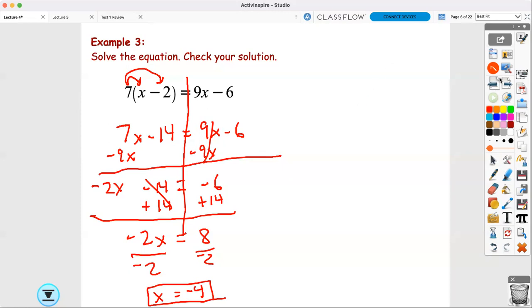I have a question. Go ahead. So because it was positive 9, that's why we subtracted the 9x. That is correct. And if it was a negative 9x, how would we have moved it then? We would add 9x. That is correct. Yes, ma'am. Great response. Thank you.